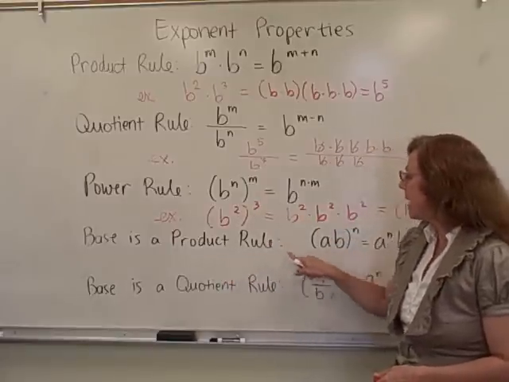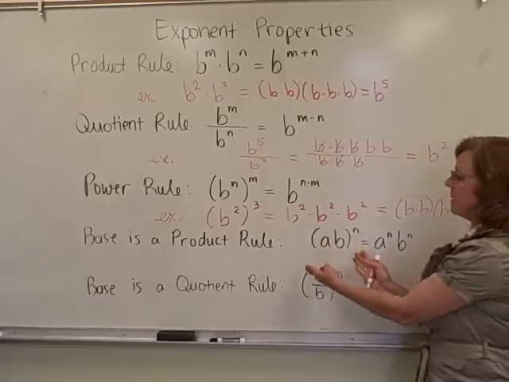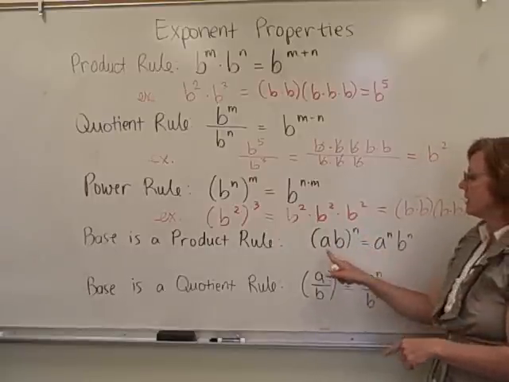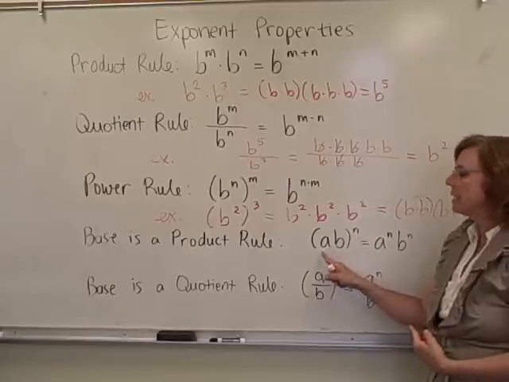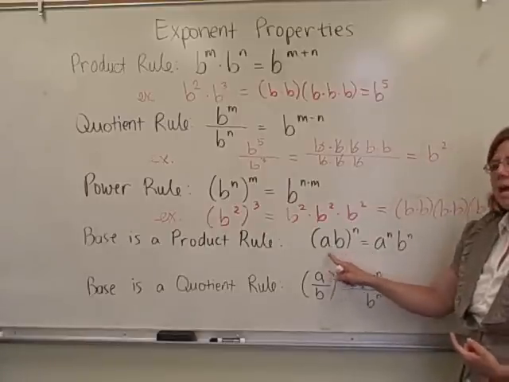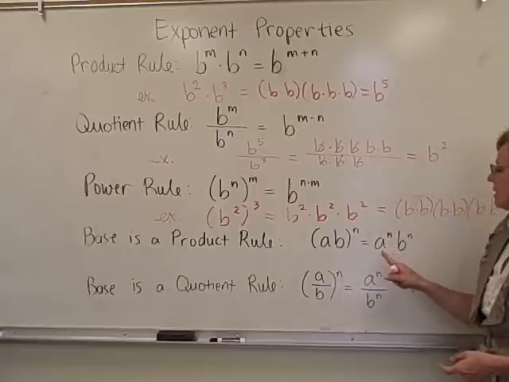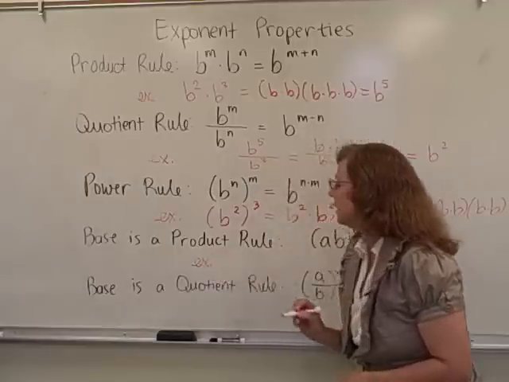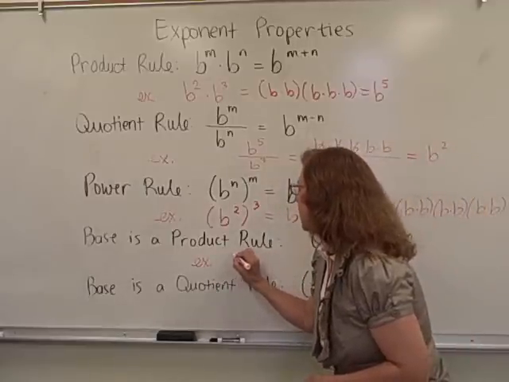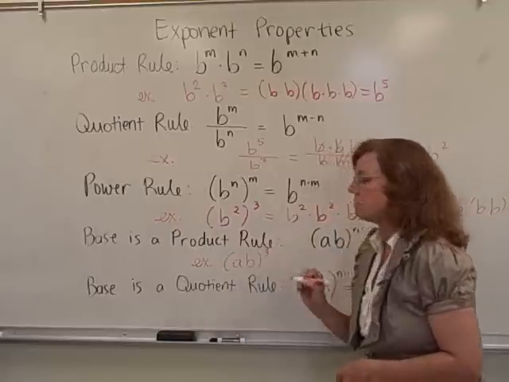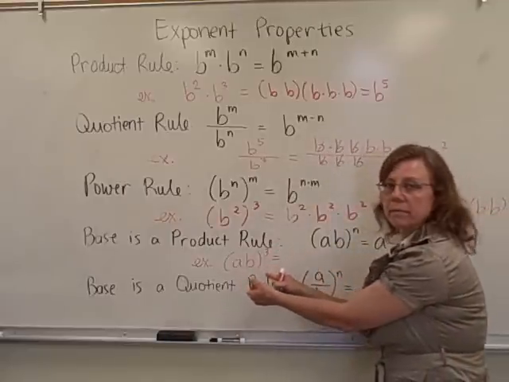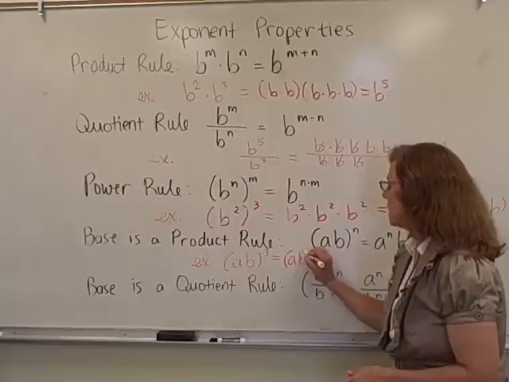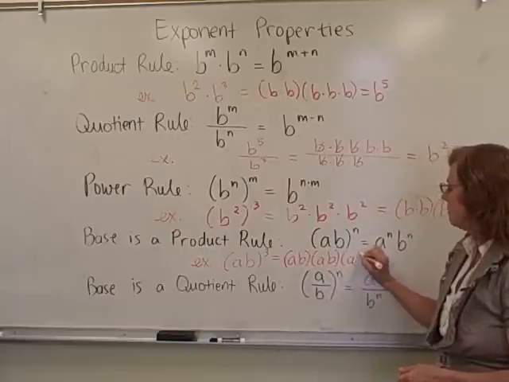Okay, the next one is, what if your base is a product? If you have parentheses and some multiplication in there raised to a power, the rule says that you apply the exponent to each factor in the base. So if we have ab in parentheses to the nth power, that's a to the nth times b to the nth. For example, keeping it small numbers again, let's say I had ab to the third. Well, ab is in parentheses, so that whole thing is the base of the third power. So that means ab times ab times ab.